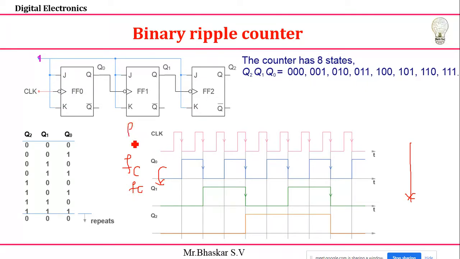For example, this is my clock frequency FC. When we come here it is FC divided by 2. Here it is FC divided by 4. Here it is FC divided by 8. Gradually the frequency division happens, and it is also synchronous with respect to the outputs only, but the frequency gradually becomes less. The clock frequency is the highest, while at Q2 the frequency is very low. This is called frequency division. Keep it in your mind, as it will be helpful for us in future.